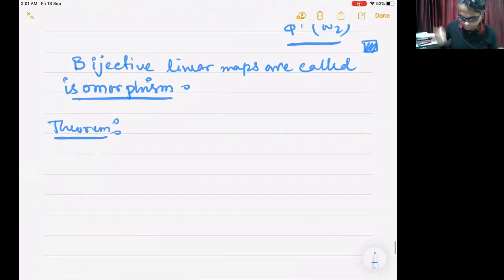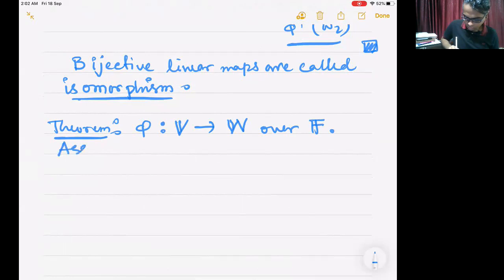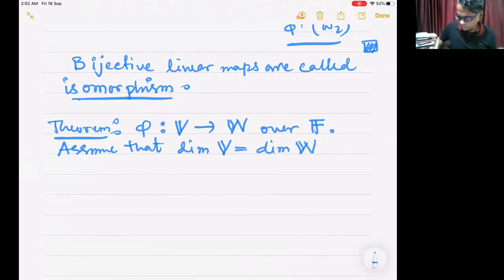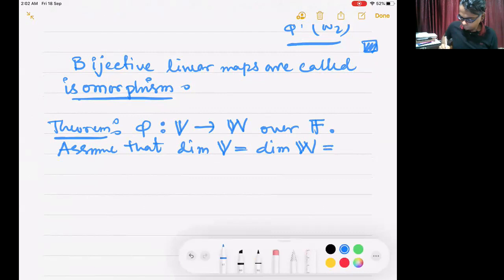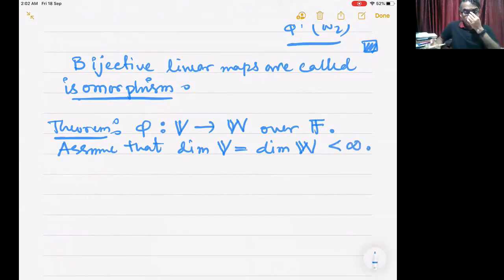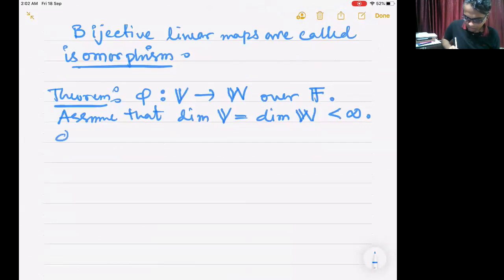What is the theorem? The theorem says the following. Suppose phi is a linear map from V to W, where V and W are finite dimensional vector spaces over the same field F, and assume that dimension of V is equal to dimension of W, which is less than infinity, which means they are both finite dimensional and they have exactly the same dimension. In that case, phi is one-to-one if and only if phi is onto.